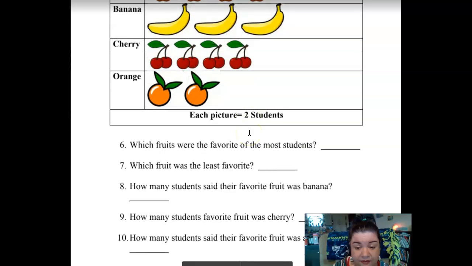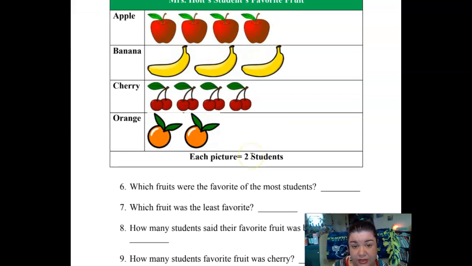All right. How many students said their favorite fruit was the banana? So you got to count them. Remember, each picture shows 2 students. So take a second and skip count by 2. And what number did you get? Pause the video if you need more time. 2, 4, 6. So 6 students said banana was their favorite.